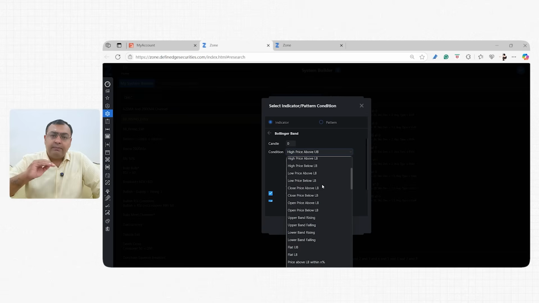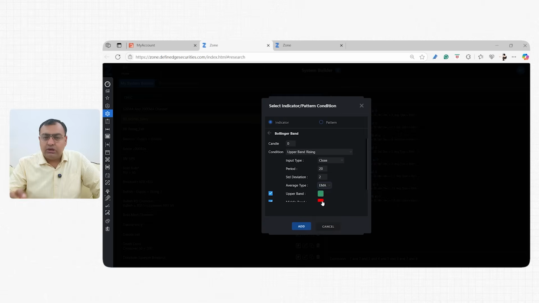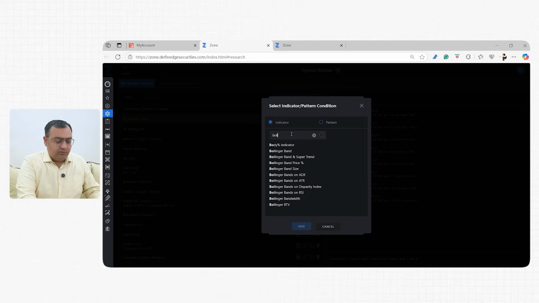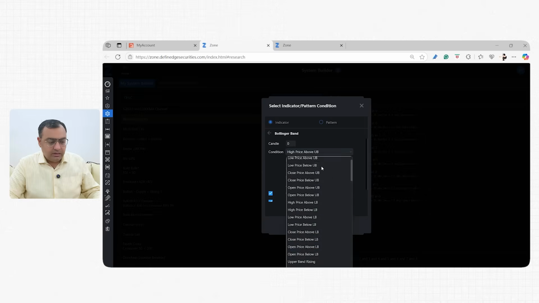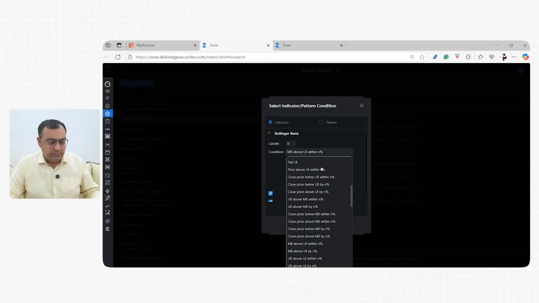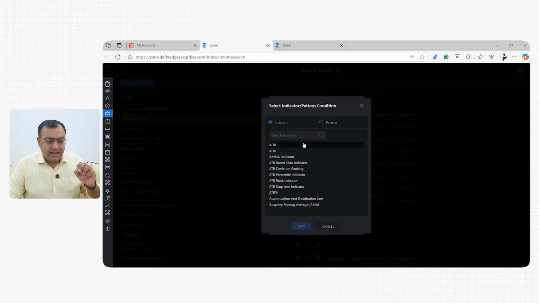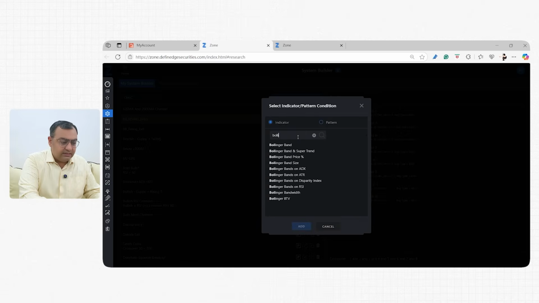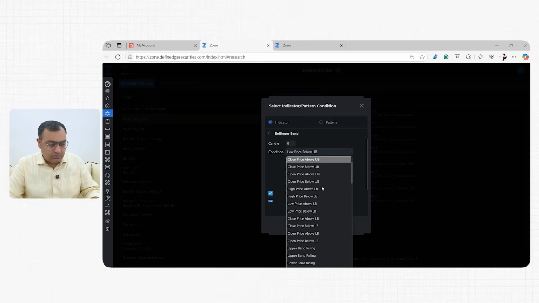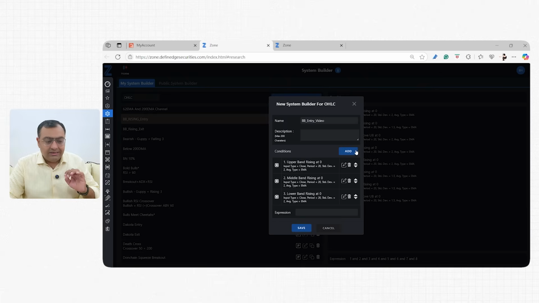I want the upper band to be rising. So upper band rising, I've taken EMA instead of SMA, same 22. I want the middle band as well to be rising. Third, I want the lower band also to be rising because I want to play a strong bullish trend. Lower band rising. Now this is the default one which I am looking at.